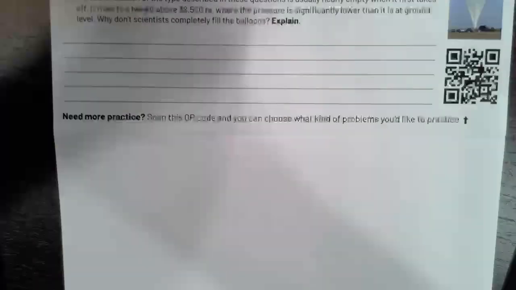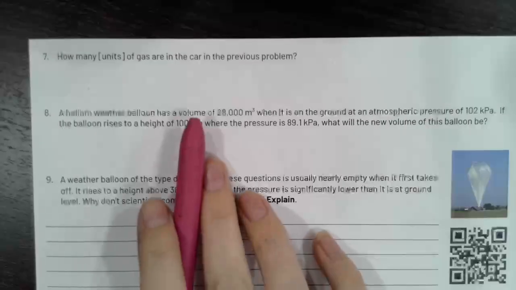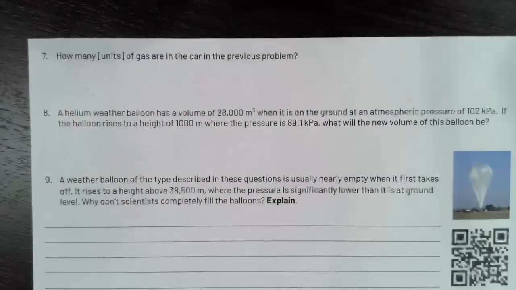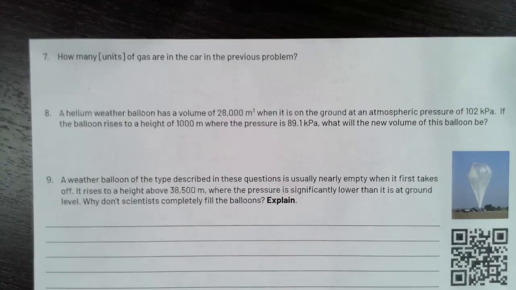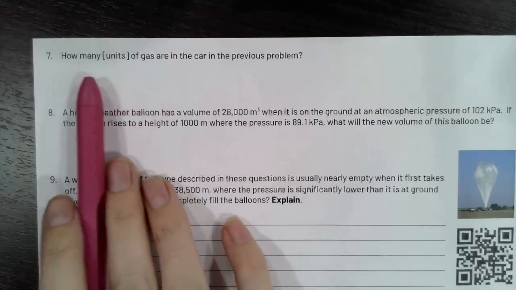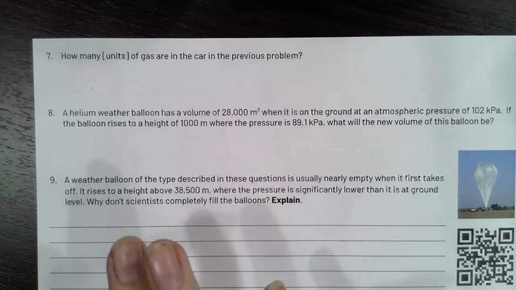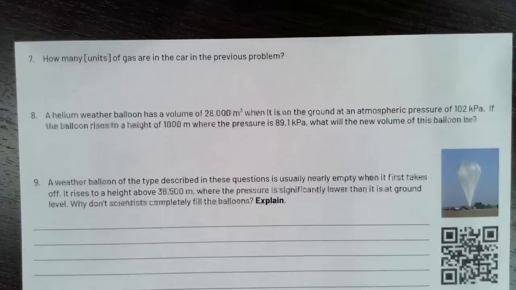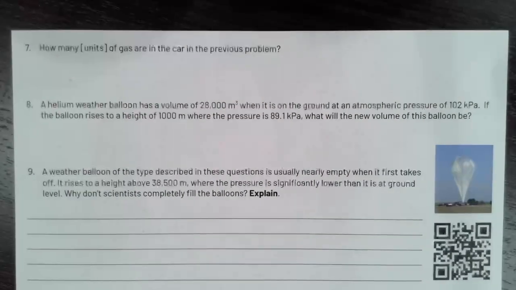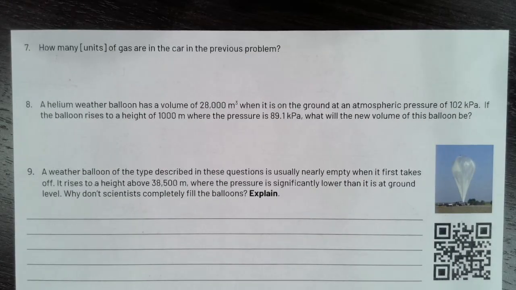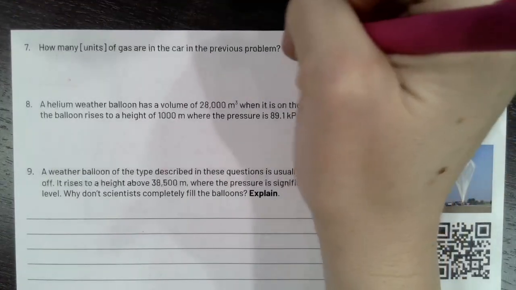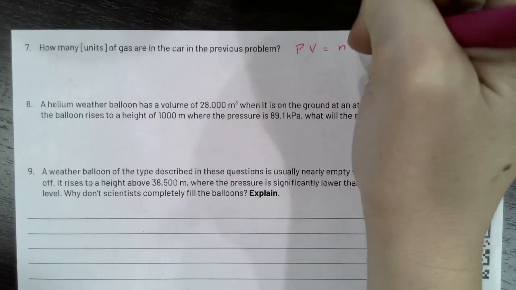All right, flipping it over. Wow, look at this. How many units of gas are in the car in the previous problem? What a cool question. You can literally figure out exactly how many molecules of gas are in the car. This is rad. Thank you. I'm excited too. All right. How should we start? Same way we always start. PV equals nRT. PV equals nRT.